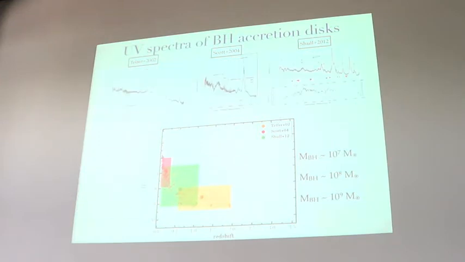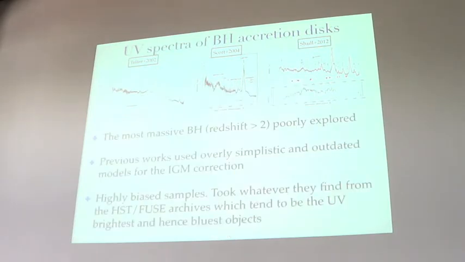Additionally, the high redshift range is poorly explored. Only 22 sources have been used in the Telfer sample at redshift higher than 2. So to summarize, the most massive black holes, and therefore the ones at high redshift, are poorly explored. Previous work used oversimplistic and outdated models for the IGM correction, and I'm going to show you which correction I'm talking about. And these samples are highly biased.